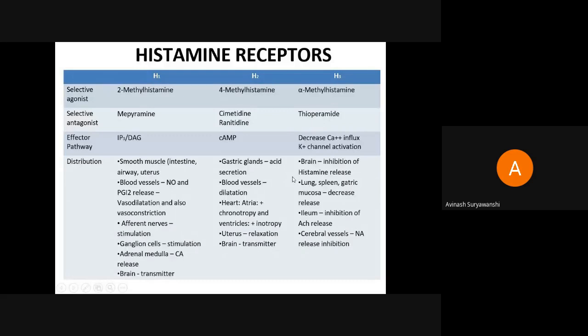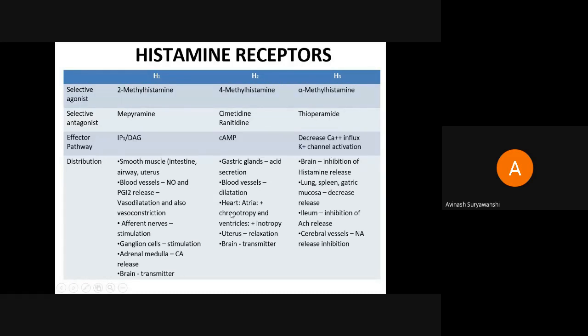We're going to talk in detail later on. Just see which different receptors are there. H1, H2, H3 receptors are there. Which type of receptor is it? G protein coupled receptor. How does H1 act? H1 acts via the IP3 DAG mechanism. How does H2 act? By the adenylate cyclase or cAMP mechanism. How does H3 act? By acting on the ion channels, like you can see, decreased calcium influx as well as potassium channel inactivation.